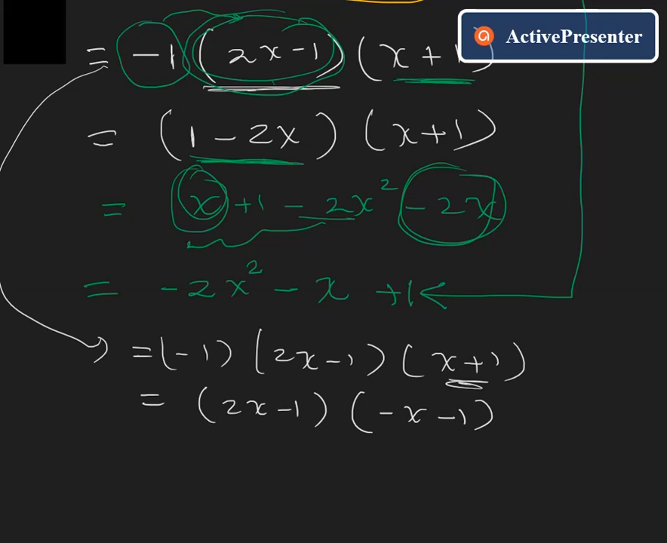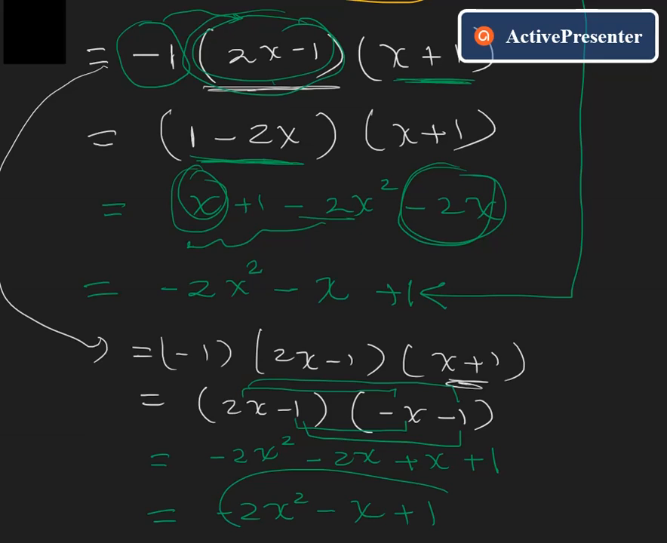If you want to check whether your factorization is correct, now check. 2x multiplied in minus x is minus 2x squared, and 2x multiplied in minus 1 is minus 2x, and minus 1 multiplied in minus x is plus x, and minus 1 multiplied in minus 1 is plus 1. So it is minus 2x squared minus x plus 1, which is our original question, the same.